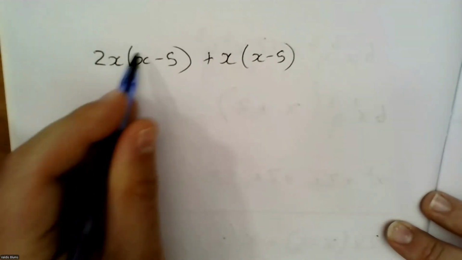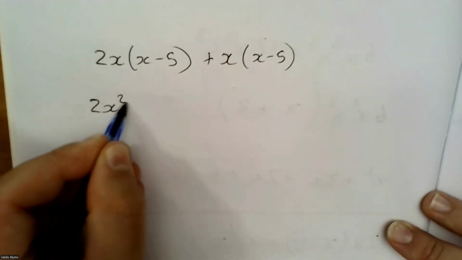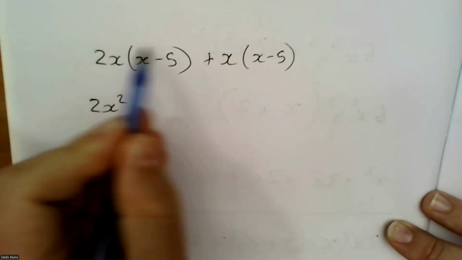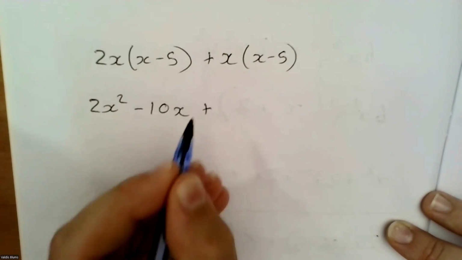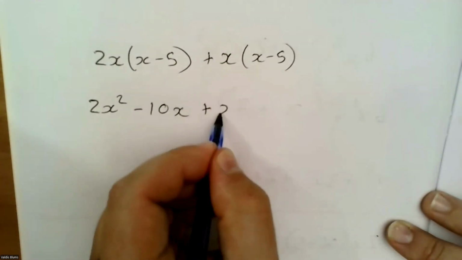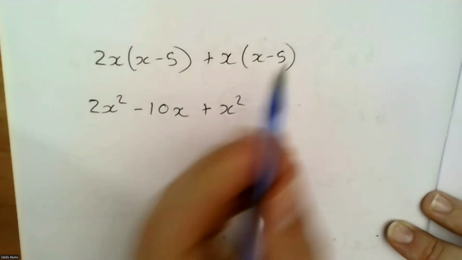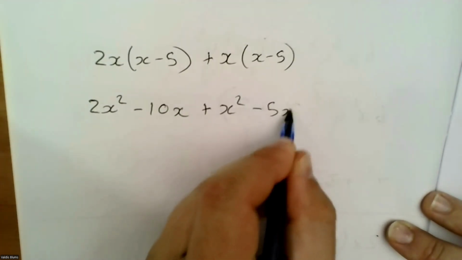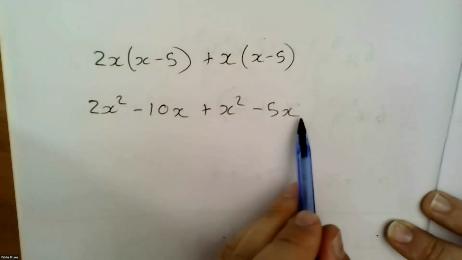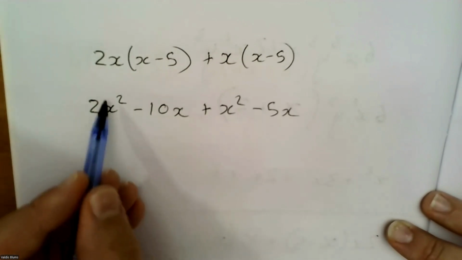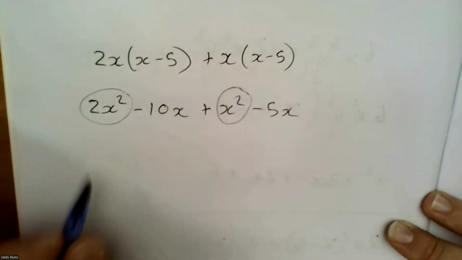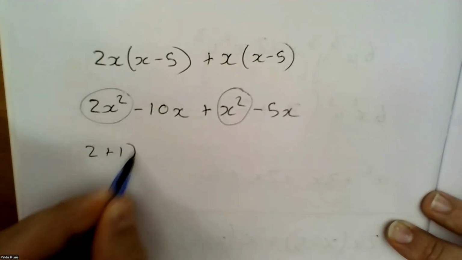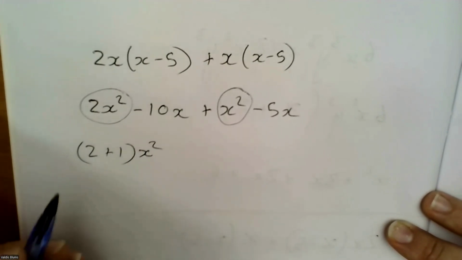So we have 2x times by x, so we have 2x squared. 2x times by -5, so minus 10x, plus x times by x, so we have x squared, and x times by -5, so we have minus 5x. So we've got this one line, a whole bunch of terms. So we have an x squared and an x squared that can come together. We have 2 plus 1 x squared.